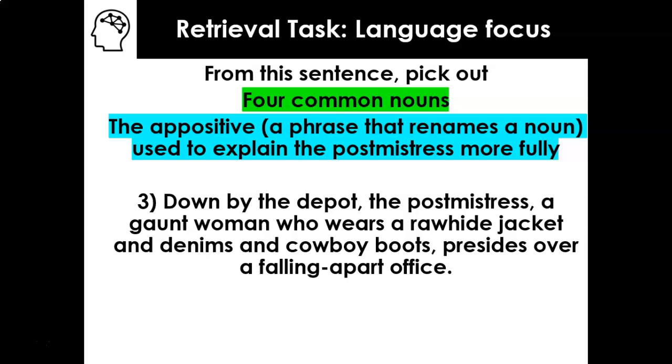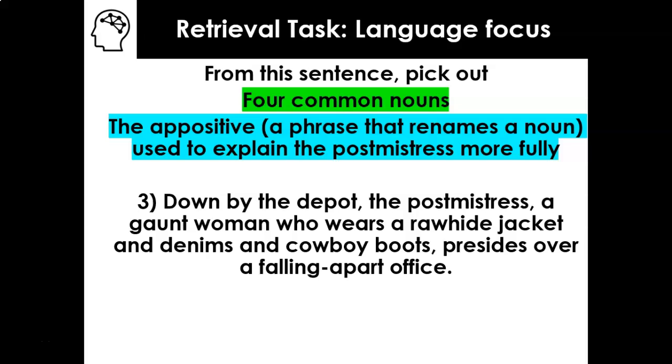Down by the depot, the postmistress, a gaunt woman who wears a rawhide jacket in denims and cowboy boots, presides over a falling apart office. Right, so let's do our 4 common nouns. So again, we can look for the and a's: the depot, the postmistress, a woman, a jacket, denims, boots, office. So lots of common nouns. You've got your 4. Brilliant.